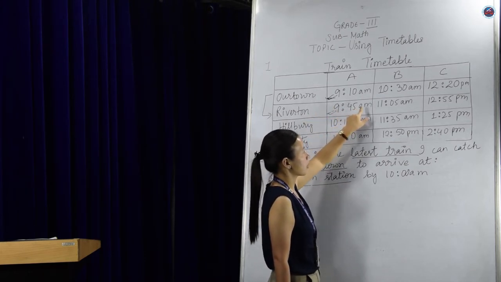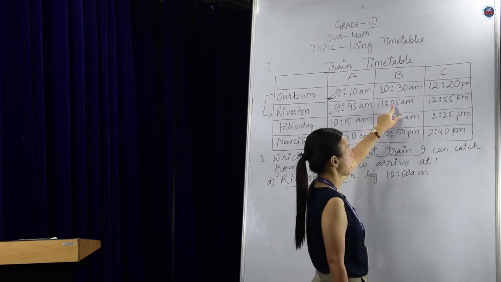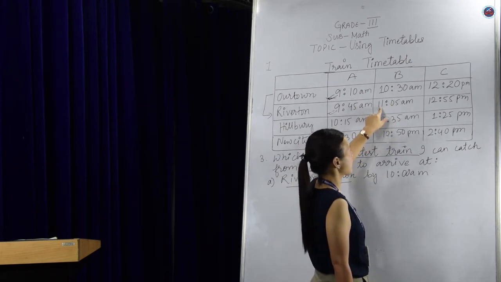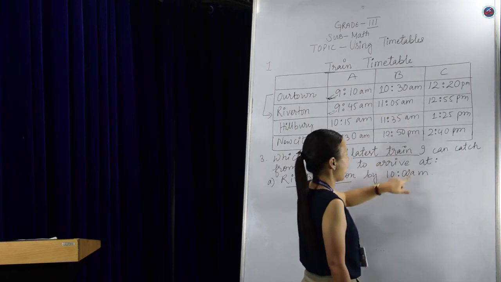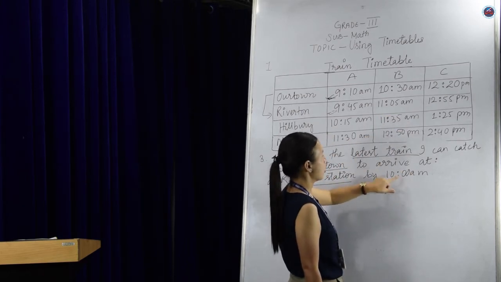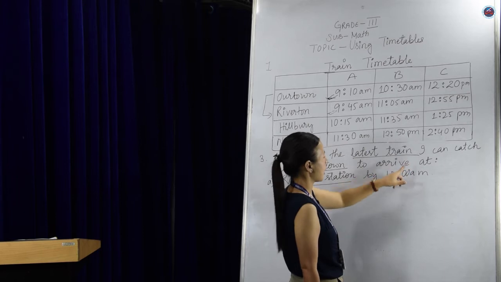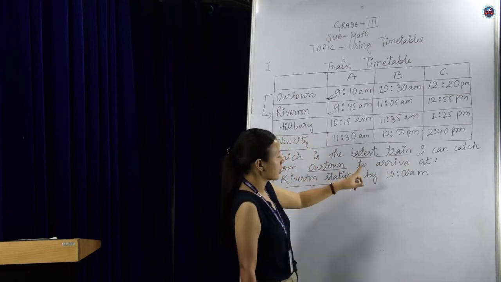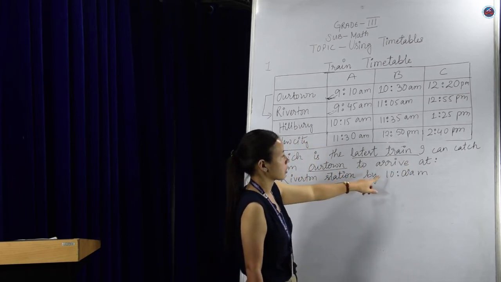So what I have to do is go for the next train. That is the next option. It starts at 11:05 a.m. and then my arrival timing is at 10. So which is the latest train I can catch from our town to go to this Riverton station?